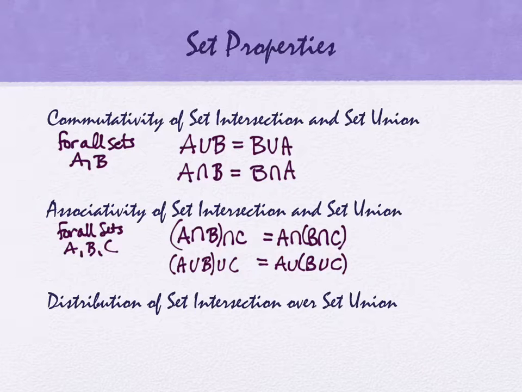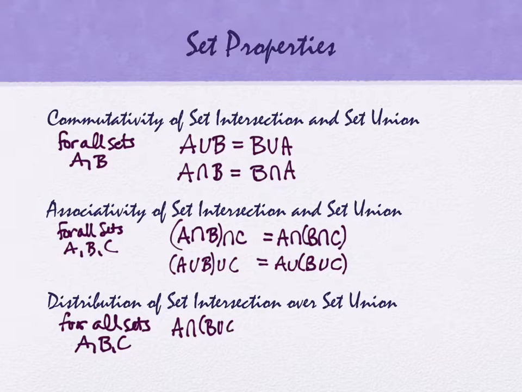And the last one is distribution. Okay, so we have the same for all sets A, B, C. And this one actually is a statement that combines unions and intersections into the same statement. So A intersect B union C is equal to A intersect B union A intersect C. So I can either look where the two intersections are and then find their union, or I can look where the union is and then find its intersection with A.